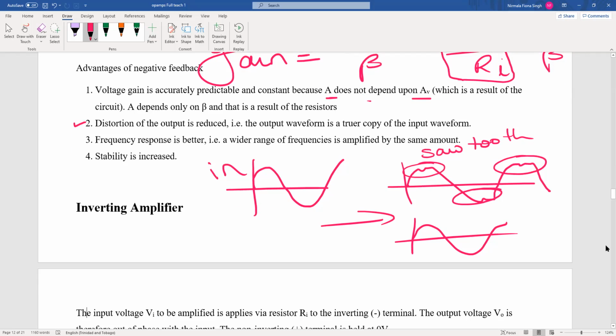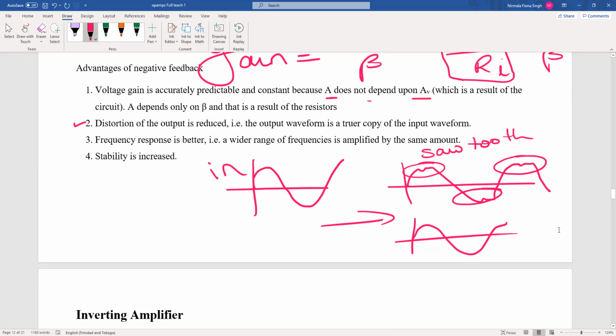Frequency response is better. We're going to see what frequency response is next class. And stability is increased. Remember, we said it's a much more stable system because resistors are easy to predict, easy to make, and easy to manufacture. It's very, very hard to mess up a resistor.